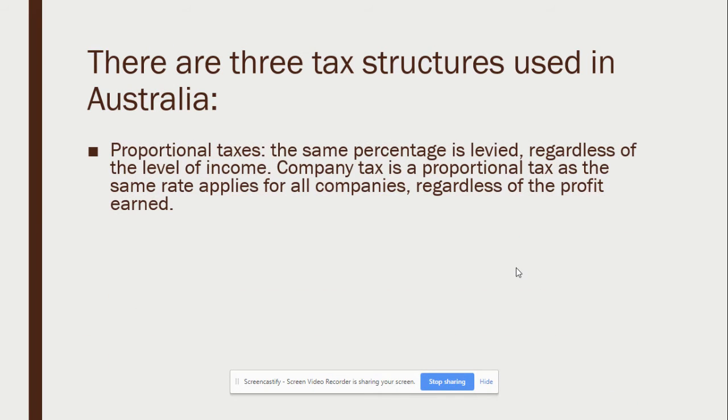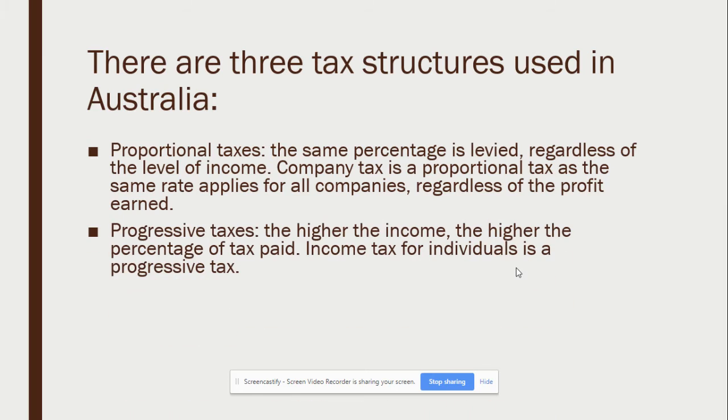There are three tax structures used in Australia. You've got your proportional taxes. These are the same percentage levied regardless of the level of income. The company tax is a proportional tax, as the same rate applies for all companies regardless of the profit earned. So if they make so much, they pay a percentage. That's it. Progressive taxes: the higher the income, the higher the percentage of tax paid. So basically, the more you earn, the more you end up paying. Income tax for individuals is a progressive tax. So what we pay on our salaries is progressive tax.